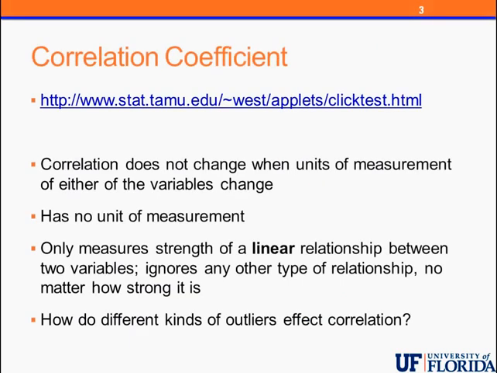Some facts about the correlation. It doesn't matter what units are used for the two variables. If I have height and weight in inches and pounds, and then I convert them to centimeters and kilograms, when I graph both sets of data, the scatter plot will look exactly the same. And so we would want a measure of correlation which gives the same answer. And it is true that Pearson's correlation coefficient would be exactly the same for both sets of data.